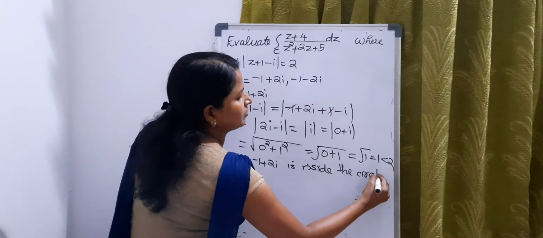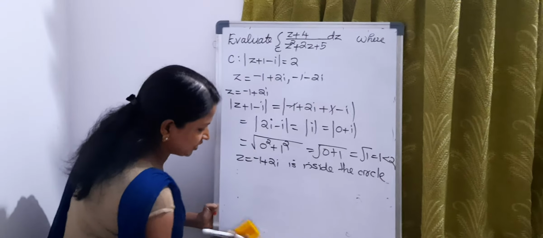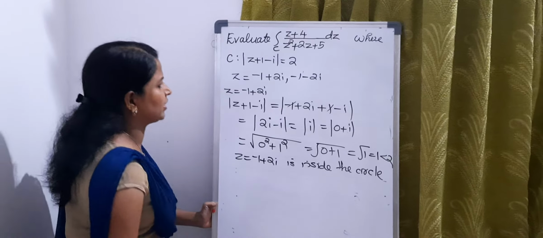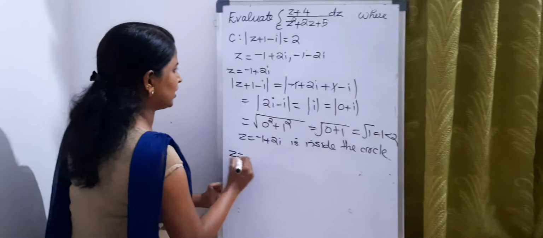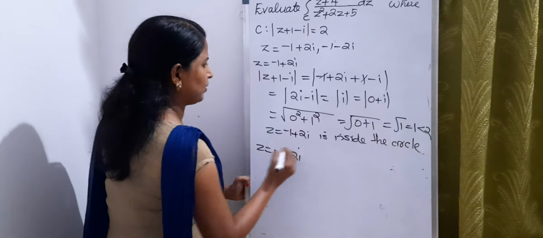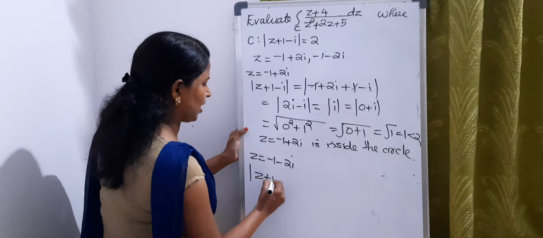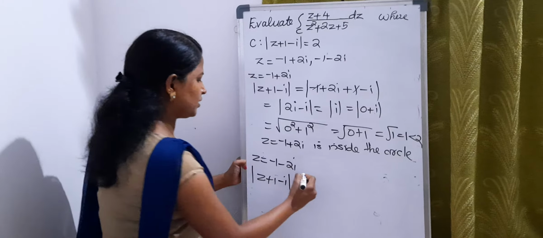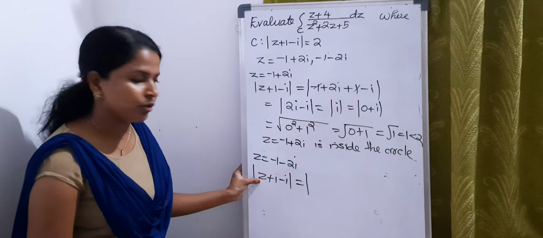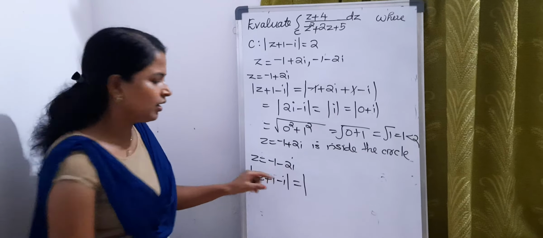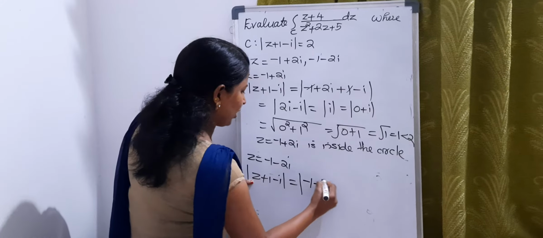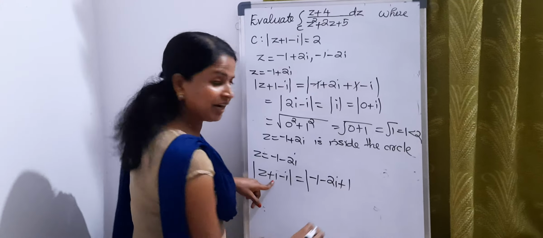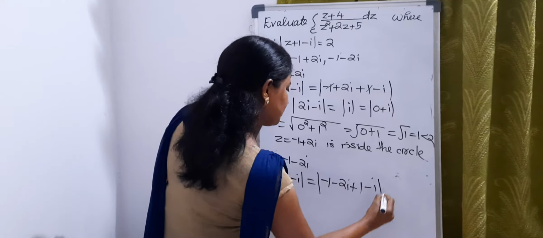Inside the circle. Then we check minus 1 minus 2i. Next we take z equal to minus 1 minus 2i. That is mod of z plus i, z plus 1 minus i. That is equal to mod. Put z equal to minus 1 minus 2i. That is minus 1 minus 2i plus 1 minus i.